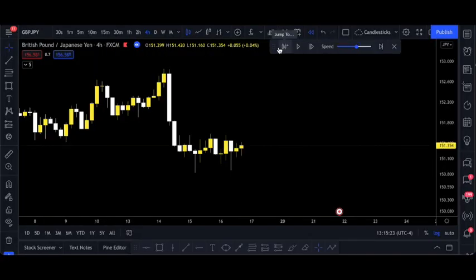All right, ladies and gentlemen, here we are on TradingView. I have GBP JPY, the Great British Pound and the Japanese yen, pulled up on the 4-hour time frame, which means each and every one of these candlesticks represents 4 hours of price action. So now we're going to break down the difference between retail traders and institutional traders.